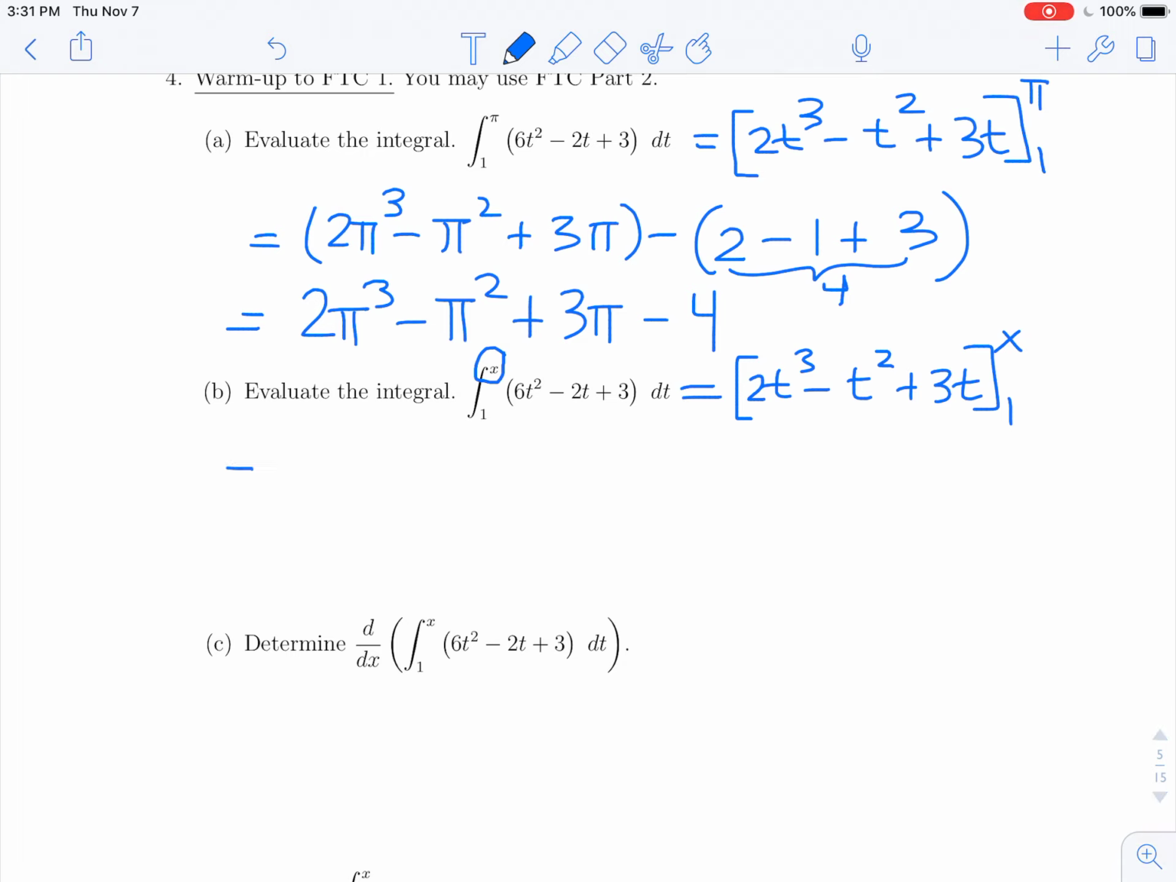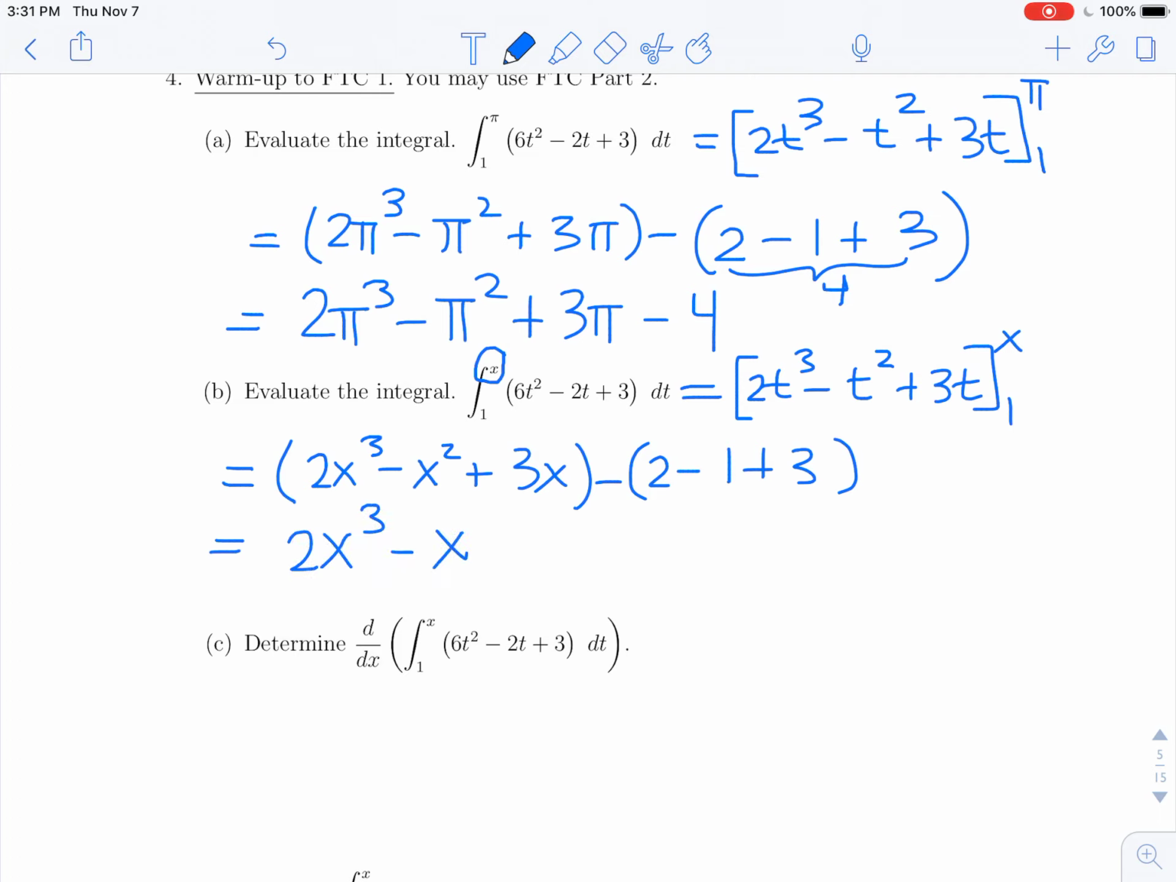And so when you do the actual plugging in part, you get 2x cubed minus x squared plus 3x, and then minus 2 minus 1 plus 3. So this works out to be 2x cubed minus x squared plus 3x minus 4. So if x is actually equal to pi, we get what we got in part A. But if x is like 1,000, this definite integral would work out to be whatever this final answer is, but with 1,000 plugged in for all the x's.